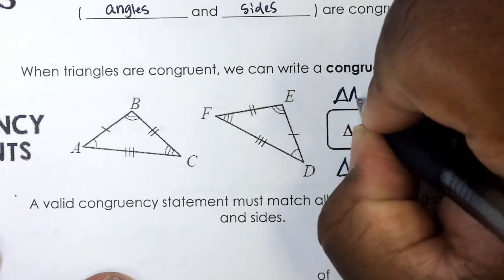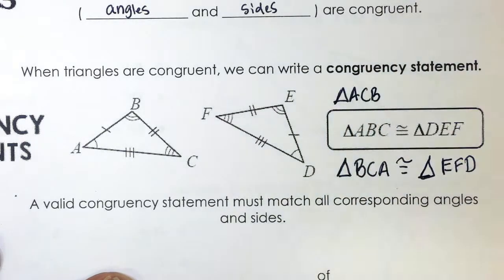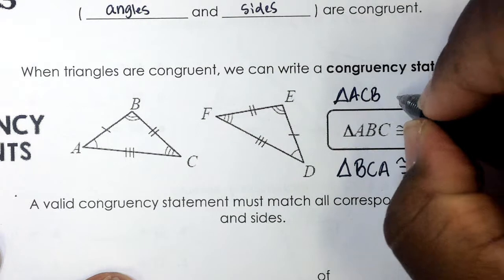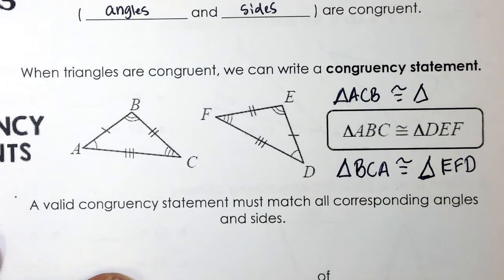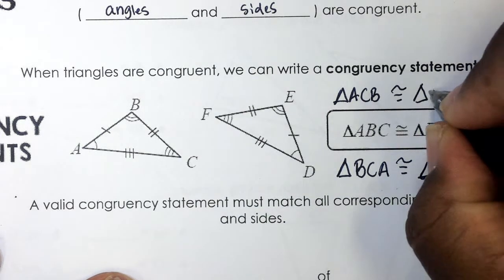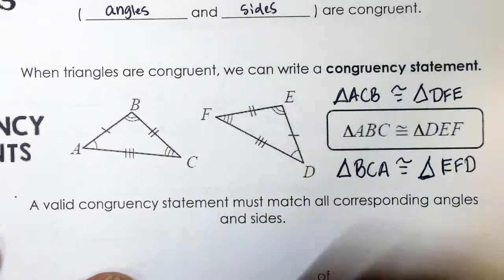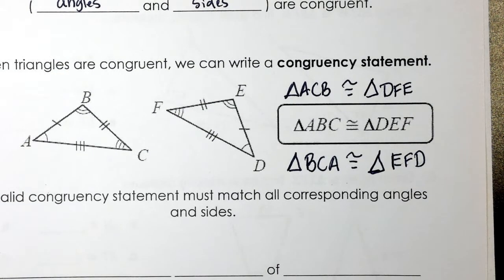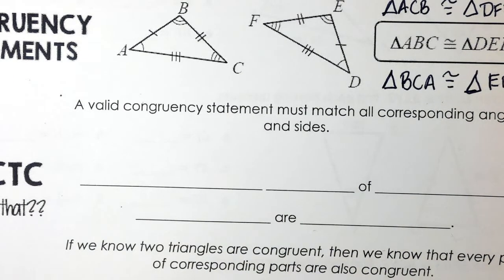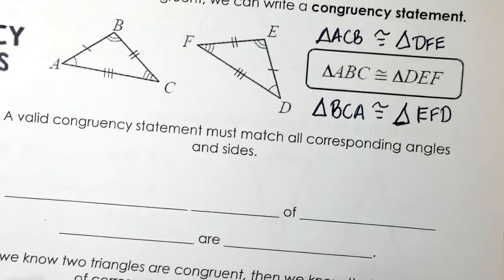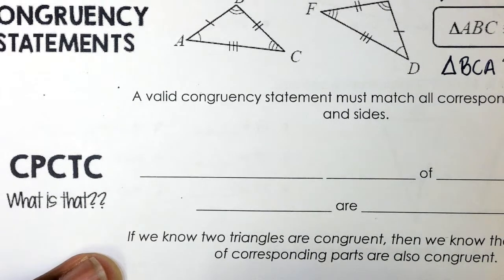I can go another route too, it doesn't really matter. I could call the first triangle ACB if I wanted to. If I call it ACB, Faith, what do I have to call the second one? DFE. These are congruency statements. They have to match up. A valid congruency statement must match all corresponding angles and sides. That's what we just did.